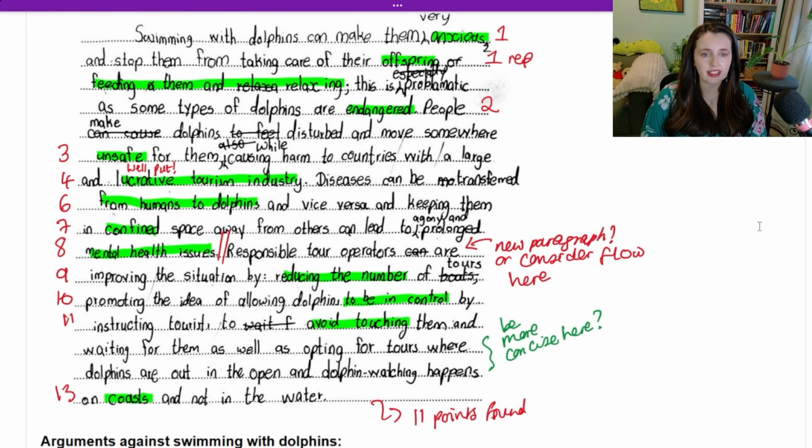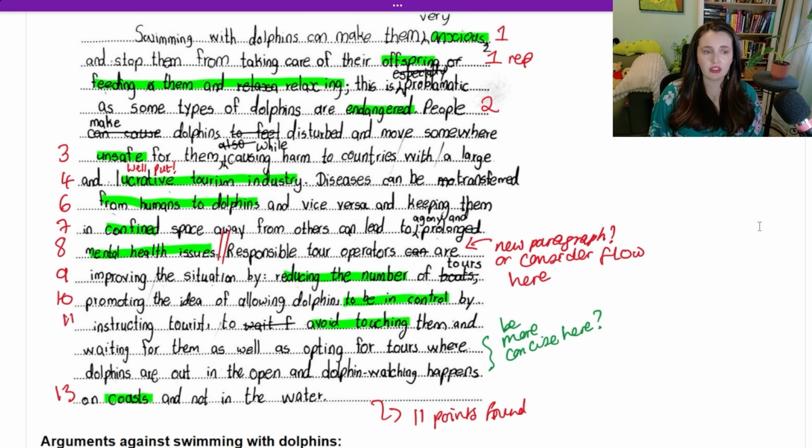away from others can lead to agony and prolonged mental health issues. Responsible tour operators are improving the situation by reducing the number of tours, promoting the idea of allowing the dolphins to be in control by instructing tourists to avoid touching them and waiting for them, as well as opting for tours where dolphins are out in the open and dolphin watching happens on coasts and not in the water.